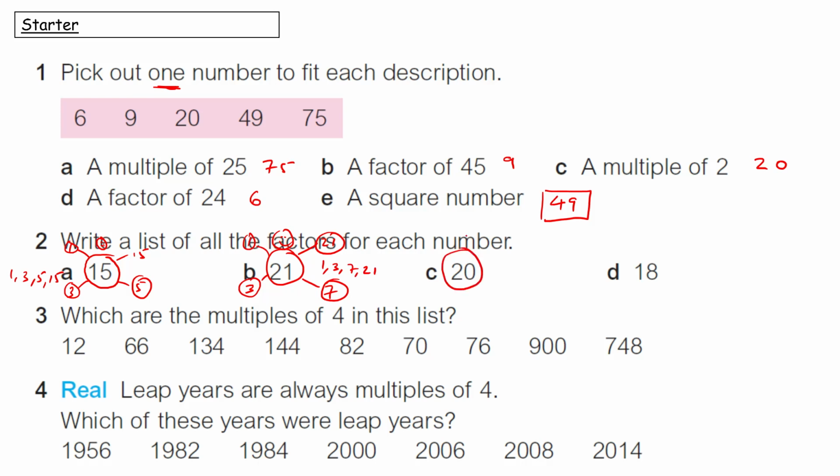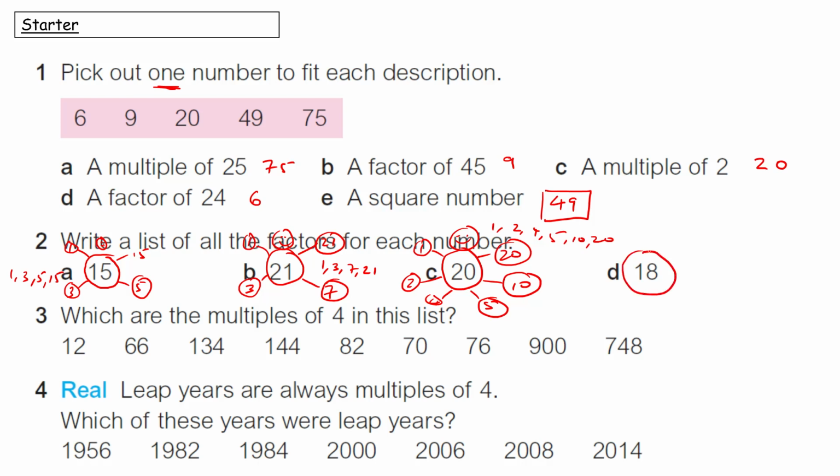For 20, happy factor spider, got 1 and 20. 2 goes 10 times. 3 doesn't go, but 4 does 5 times. So we got them all there. Let's write it here. We got 1, 2, 4, 5, 10 and 20. So hopefully you got all of those, quite a lot in that one.